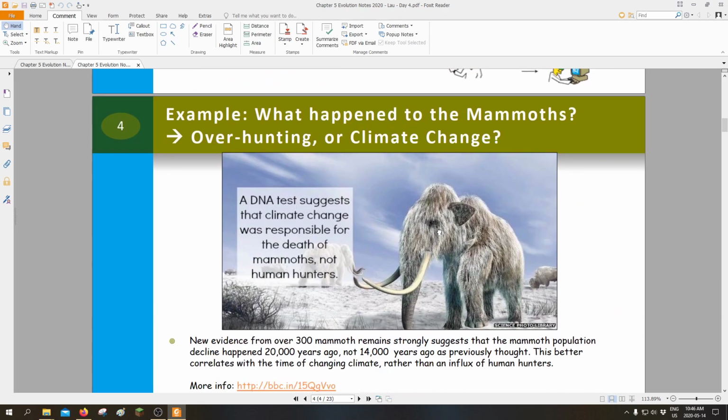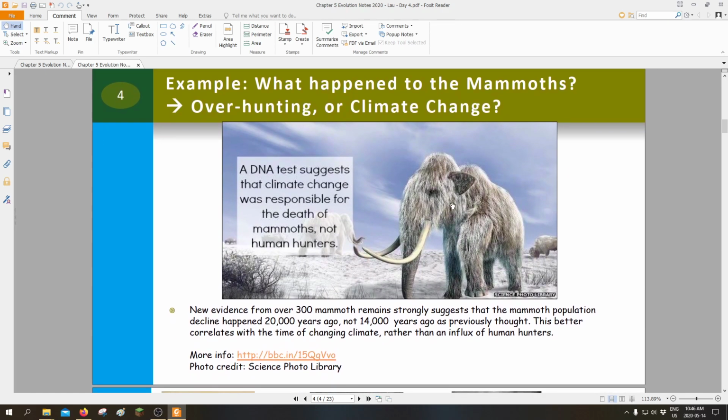An example of this could be, what do you think happened to the mammoths? Do you think it was overhunting, or do you think it was because of climate change that the mammoths started dying off more and more and more? So back in the day, it was thought that because of human beings that overhunted the mammoths, that's why the mammoths died off and we have no more mammoths here on Earth anymore.